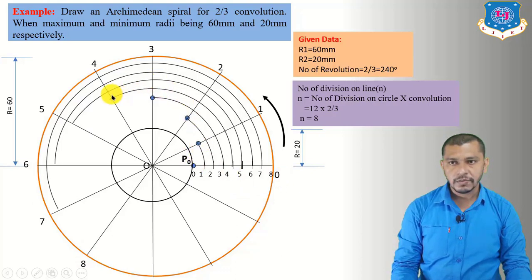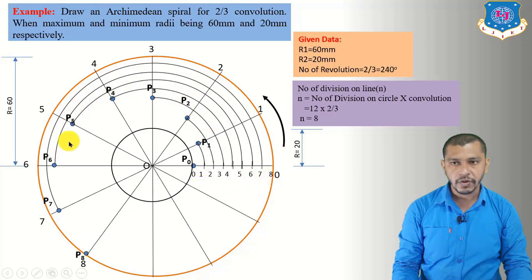Center at O, radius is equal to O to 6, give an arc on the sixth division of the circle. Center at O, radius is equal to O to 7, give an arc up to the seventh division of the circle. And if we will measure O to 8, we will get the 8th point over here. Now mark this point P0, mark the intersection points of the arcs to the divisions of the circle and give the numbering. This is P0, so this will be P1, P2, P3, P4, P5, P6, P7, P8. Now draw the freehand curve passing through these points, which will give us the Archimedean spiral for 2/3 convolutions.